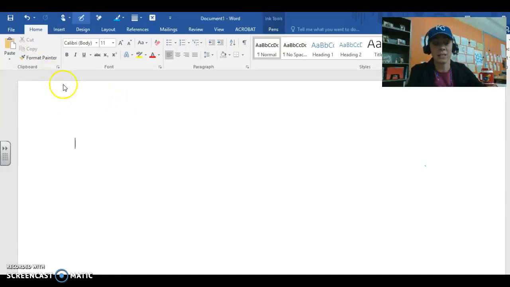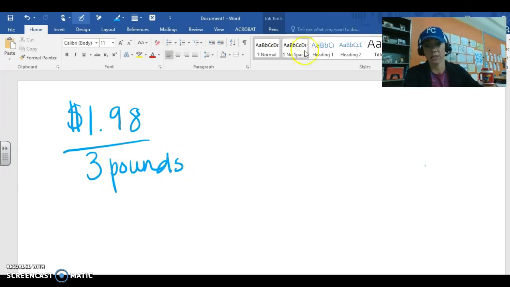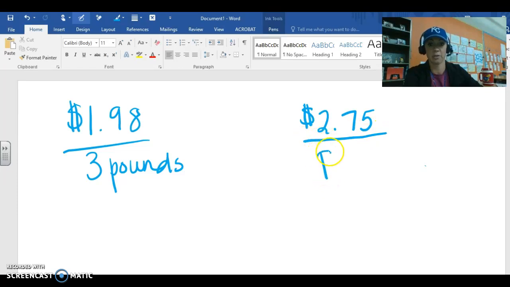Okay, so our last example for this video, we're going to pretend that you're at the grocery store and you get to choose between 2 different sizes of bags of apples, and we have to figure out which one is the best buy. So the first deal on apples is $1.98 for 3 pounds of apples. The second deal is $2.75 for 5 pounds of apples.